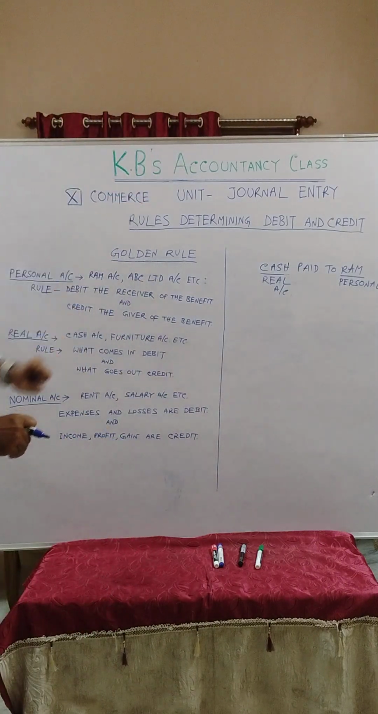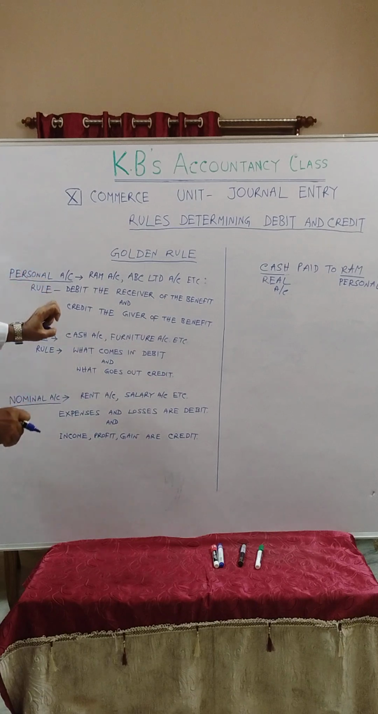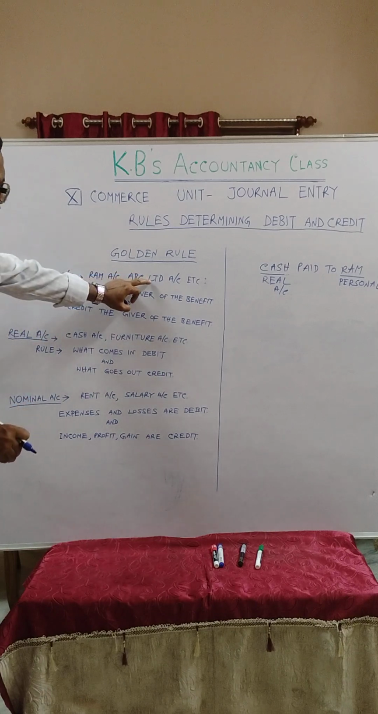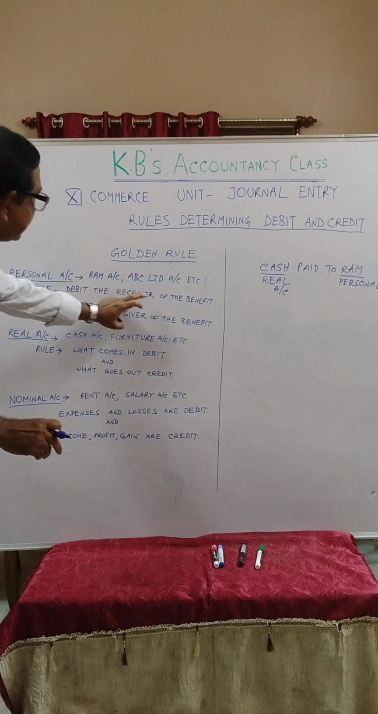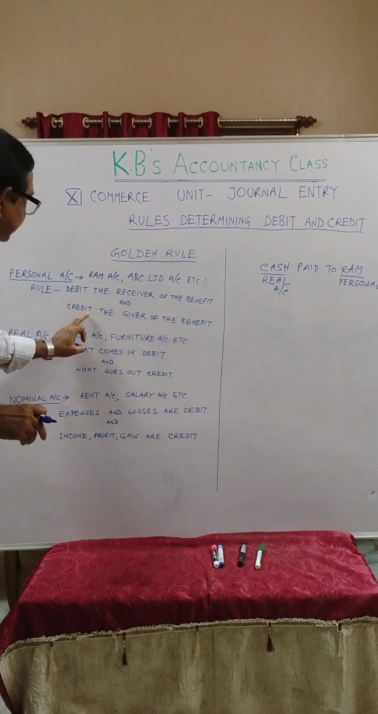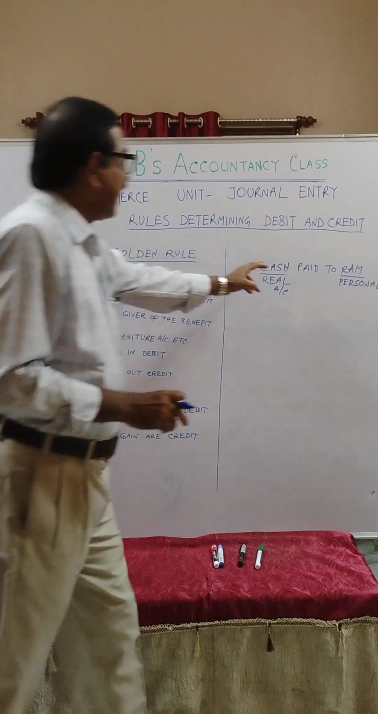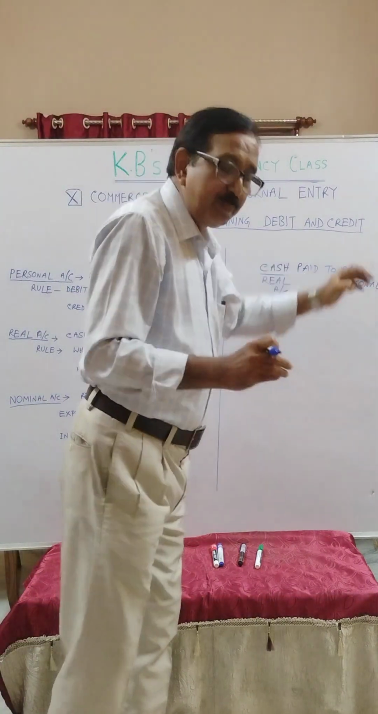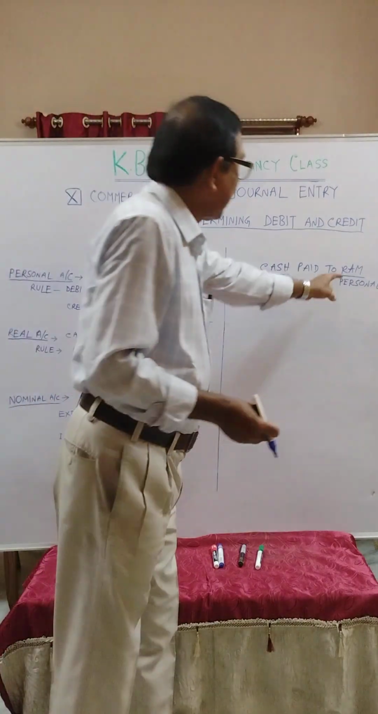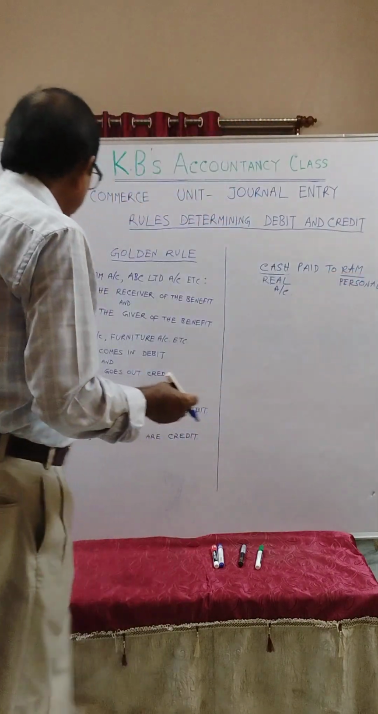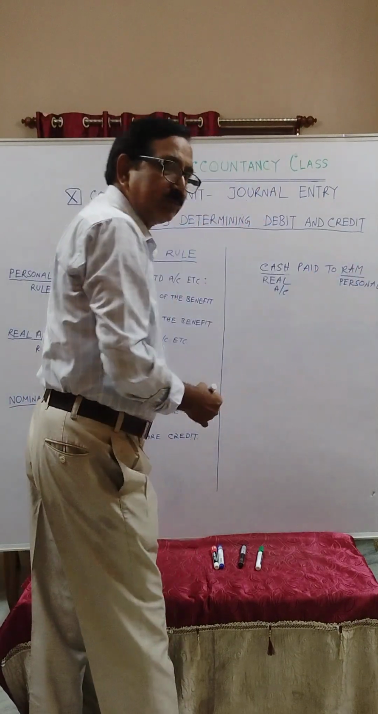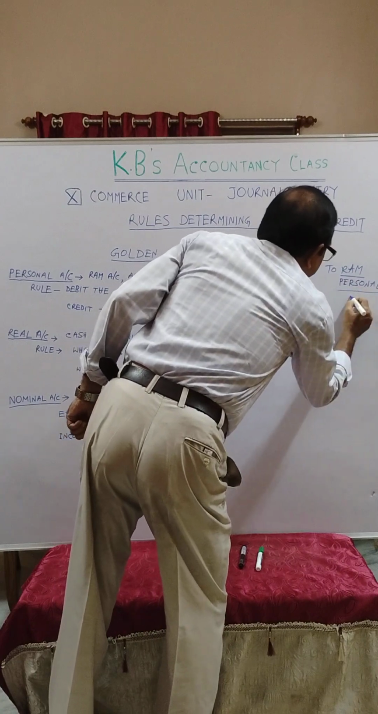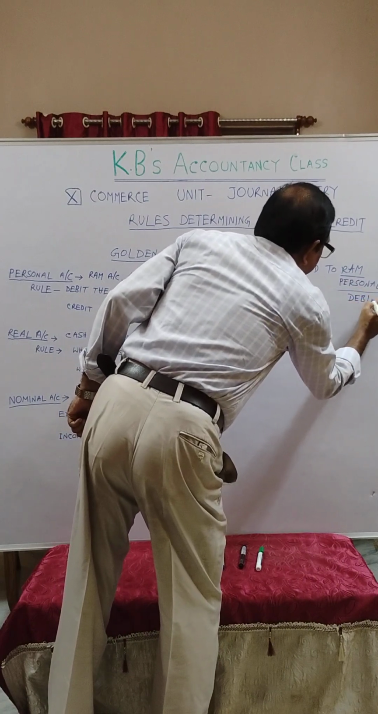As per the golden rule, consider personal accounts like Ram account, ABC Limited account, bank account. In the case of a personal account, the rule is: debit the receiver of the benefit and credit the giver of the benefit. Cash paid to Ram. We paid cash to Ram, so Ram is receiving the benefit. So, debit the receiver of the benefit. Here Ram is the receiver of the benefit. So Ram is debit.